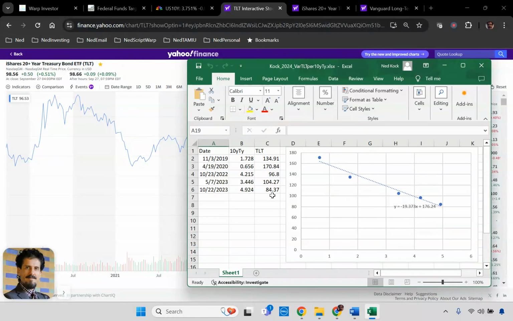Since the values of the TLT are in a range that is close to 100, so you have 80, you have 134, this 19 translates into something like 20%. So in other words, for each decrease of 1% in the 10-year treasury yield, one would see an increase in the TLT of 19 points, and that translates roughly into 20%.